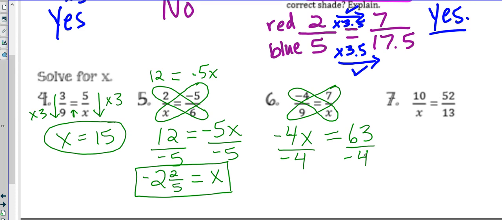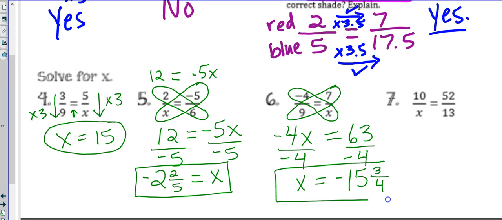All right, and so 4 goes into 60 15 times, and it's going to be negative 15. And then I have 3/4 remaining, because 15 times 4 is 60, I have 3 pieces left. My answer is going to be -15 and 3/4. And right now we're still not using our calculators. We're still using operations with fractions to solve these problems.